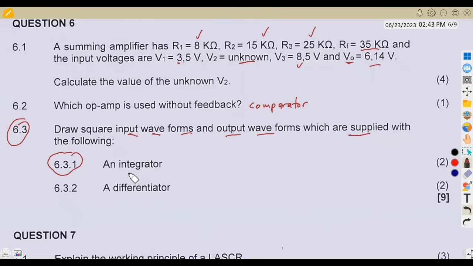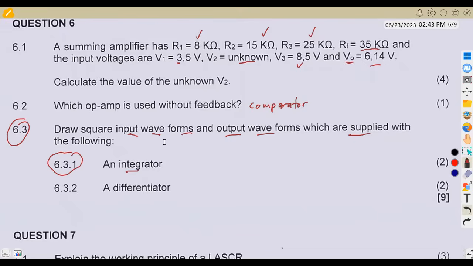All right, so the first one is an integrator. What are the input waveforms? But it must be a square input. All right, square input. So this is what we are going to have in this case for an integrator.